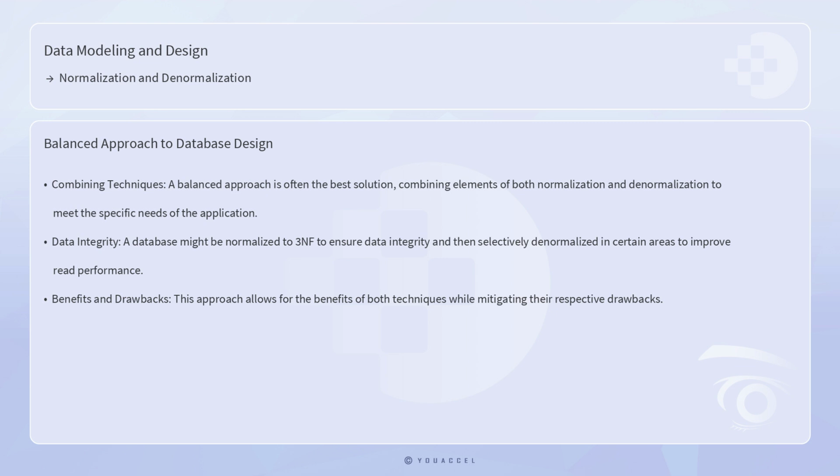A balanced approach is often the best solution, combining elements of both normalization and denormalization to meet the specific needs of the application. For example, a database might be normalized to 3NF to ensure data integrity, and then selectively denormalized in certain areas to improve read performance. This approach allows for the benefits of both techniques while mitigating their respective drawbacks.